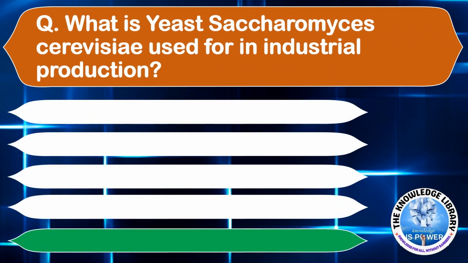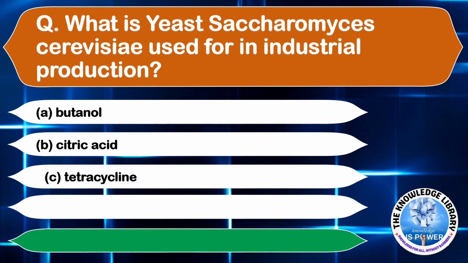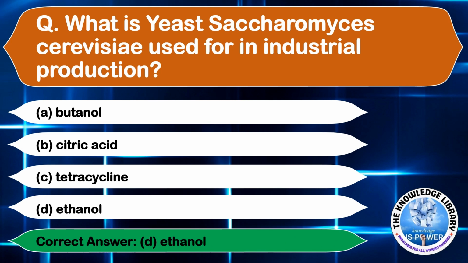What is yeast Saccharomyces cerevisiae used for in industrial production? Option A, butanol. Option B, citric acid. Option C, tetracycline. And option D, ethanol. So the correct answer is option D, ethanol. Moving on to the next question.